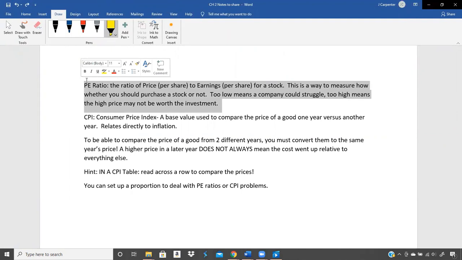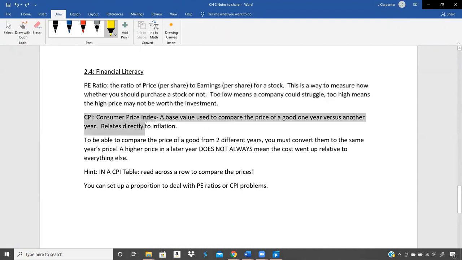Okay. So CPI, this has nothing to do with stock. I don't want to say it has nothing to do with stock prices, because inflation can be an effect of stock prices. But this is just something completely different for us. Consumer Price Index.